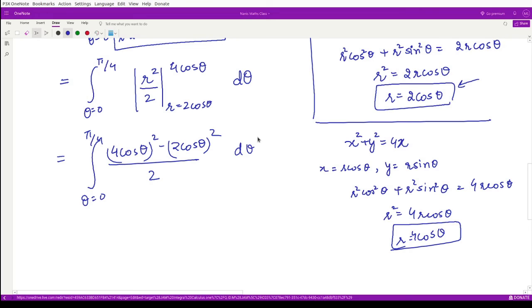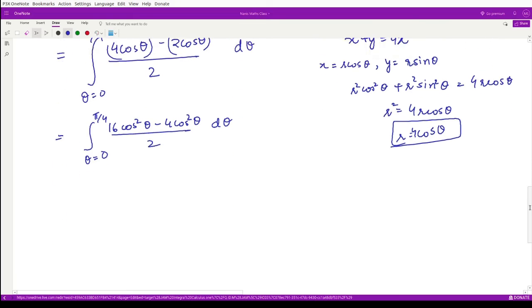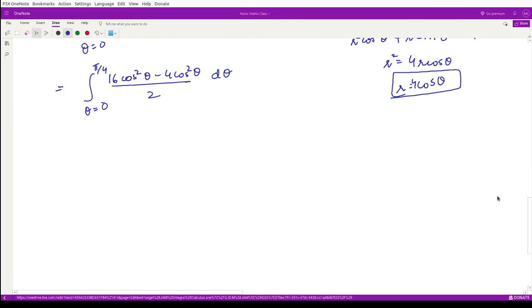Okay, so what is this integration? How can we solve this? So here we can simplify this term. So it would be 16 cos square theta minus 4 cos square theta divided by 2 d theta. So this is equal to, you have 16 minus 4, that is 12, and 12 divided by 2, that is 6 cos square theta d theta, and the integration varies from 0 to pi by 4.